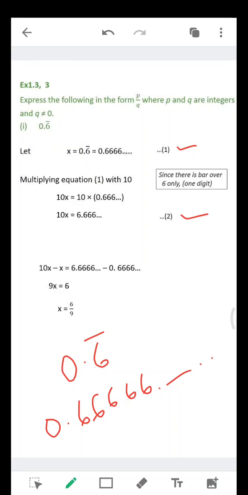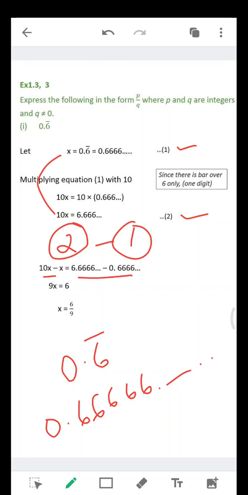I'll do equation 2 minus equation number 1. So when you subtract, left hand side 10x minus x, and right hand side 6.666 and so on minus 0.666. When you subtract it, you'll get 6 here. All these 6s become 0 with this. So you get 6 when you subtract. We can do it in the rough column.